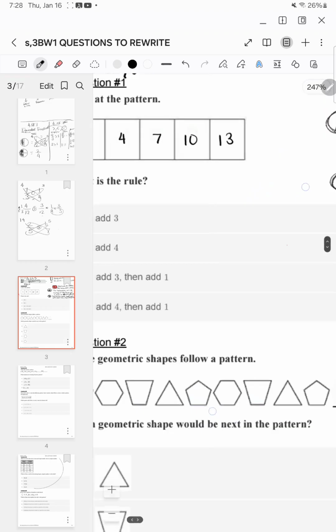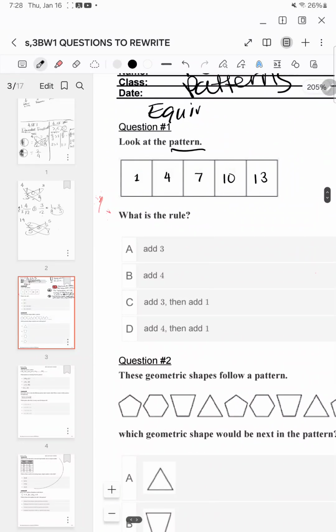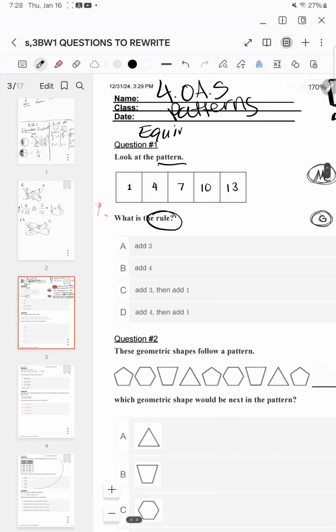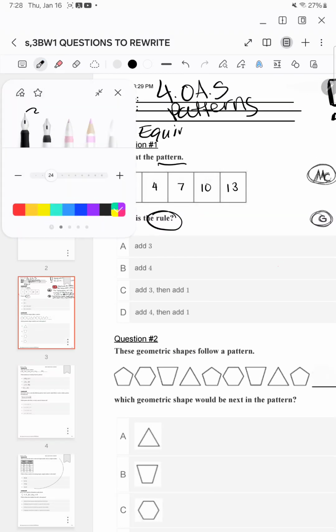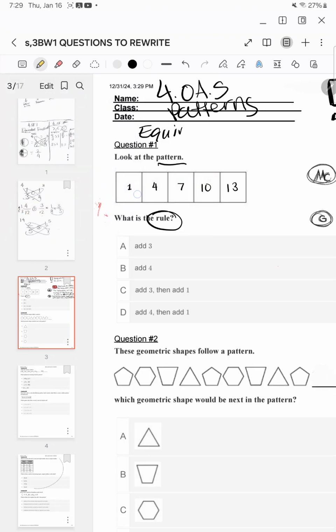So, this one says, look at the pattern and what is the rule. The rule is what is following. So, if I look here, I see that this 1 jumped to 4, and that 4 jumped to 7, and that 7 jumped to 10. So, I could see, am I adding 4? Let's see, is 1 plus 4, 4? No, 1 plus 4 is 5, so that can't work. And so I know we're not adding 4, so we can cross those out.